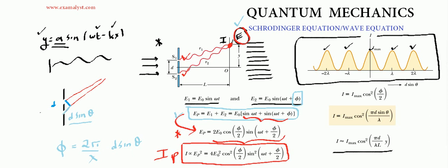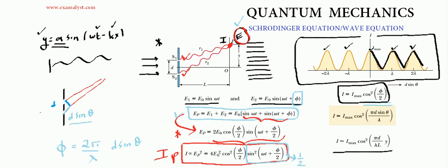Now comes one more interesting thing. This sine square term can be averaged out. I'll not discuss what that means; I hope you read that in your basic plus 2. The averaged out value is half. Then you are only left with the cos square term. So the intensity for an interference pattern looks like a cos square term. As you can see, this is the graph for cos square. Agreed?